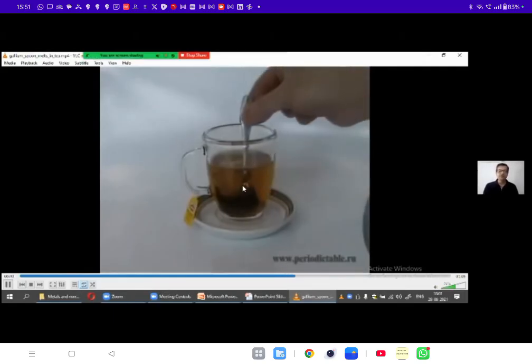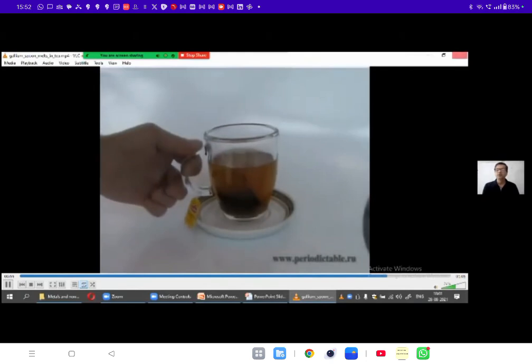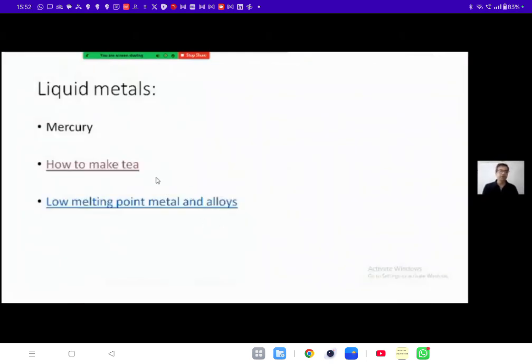So the answer is that this water is very hot. And this gallium is almost liquid at room temperature. So if you put it in even slightly hot water, it melts and becomes liquid. So that gallium is there at the bottom. You cannot drink it, of course, okay? That is just to show you that it is liquid.